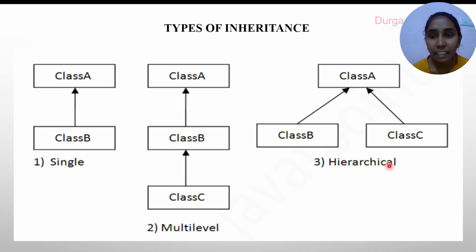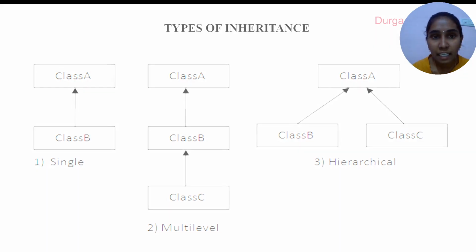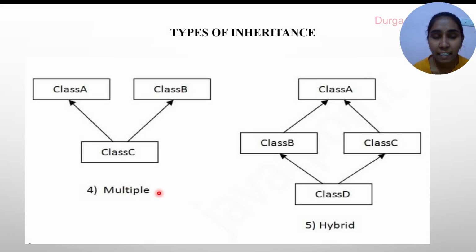Next one is hierarchical inheritance. Hierarchical inheritance is nothing but more than one class derived from one superclass. So one superclass containing more than one child class is known as hierarchical inheritance. Next one is multiple inheritance. One child class derived from more than one parent class is known as multiple inheritance.